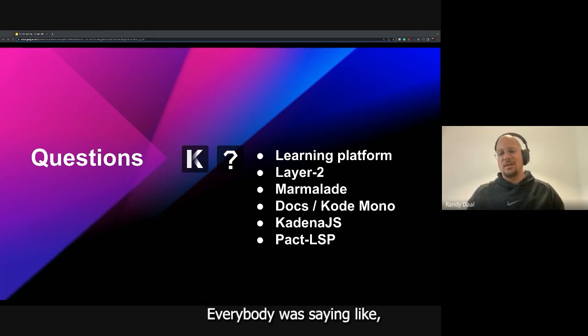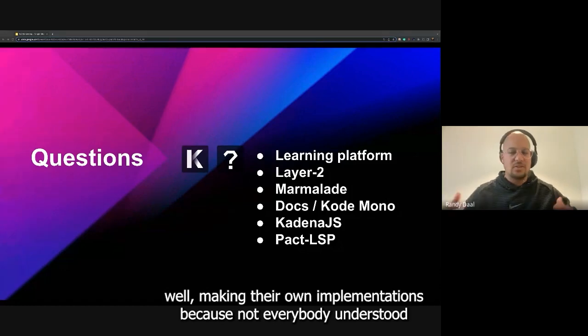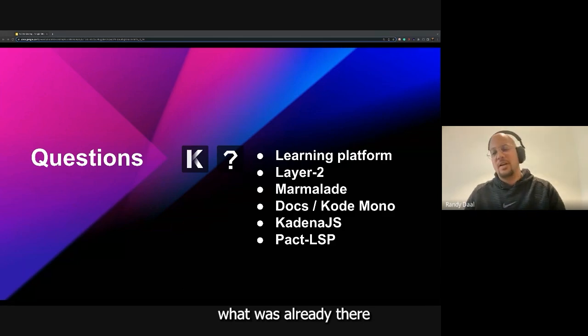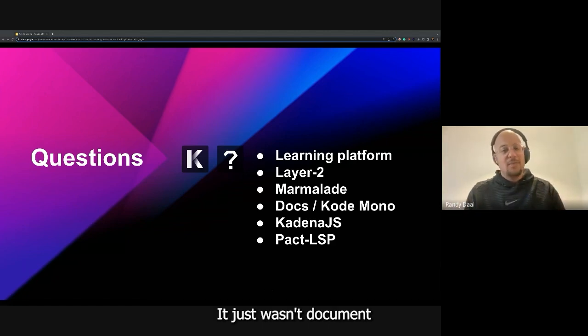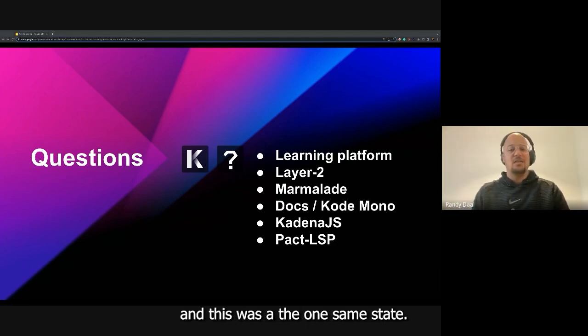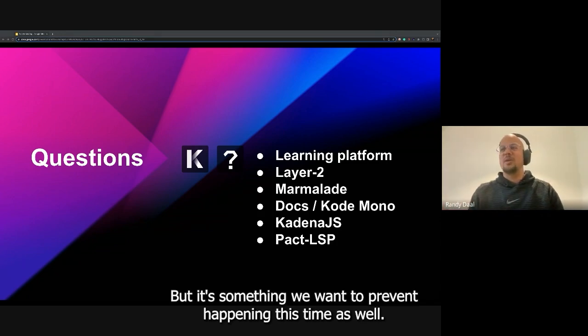Everybody was making their own implementations because not everybody understood what was already there, because Marmalade V1 actually already had a lot of capabilities. It just wasn't documented. And I don't want to say mistake, but that's something we want to prevent happening this time as well.